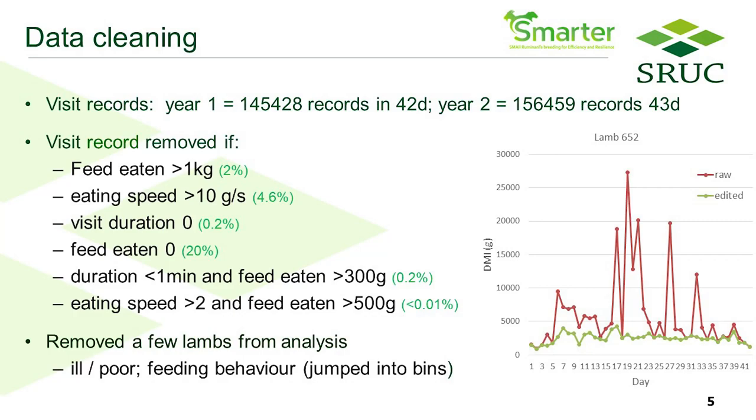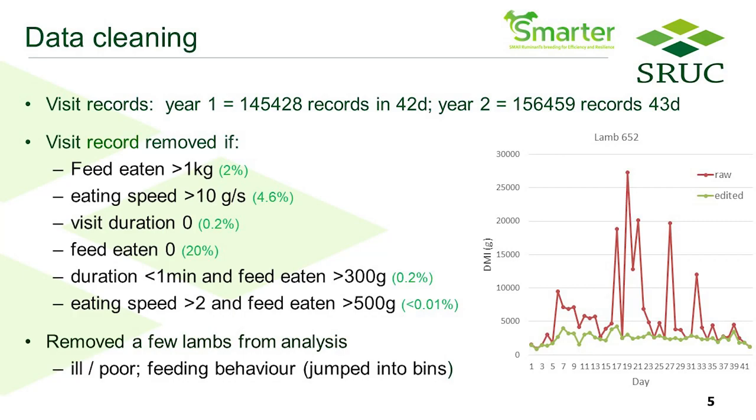We wanted to take out the rubbish from that data set, which has been a bit of a trial and error process, looking back at our calibration trials to try to find out the best rules for editing our data. If we look at the graph here, the red lines were the daily dry matter intake values for one lamb across the 42-day period. You can see on one day it was recording over 25 kilo intake, which was obviously wrong. What we noticed was that there are issues where some lambs were jumping into the feed bin and then other ones jumping in behind them. So we had to try and weed out some of the nonsense data.